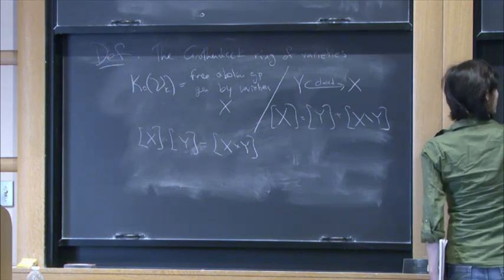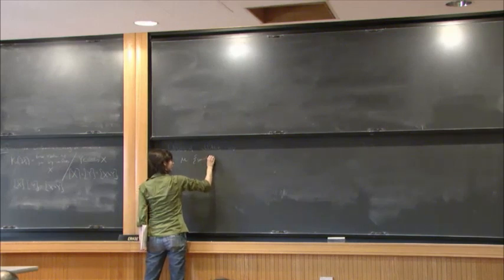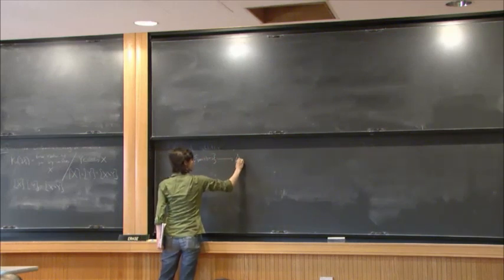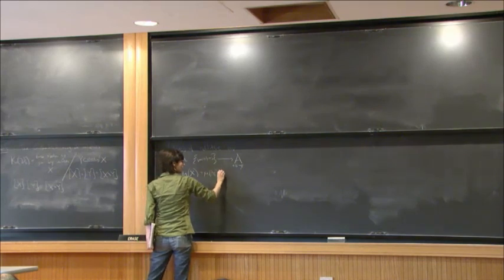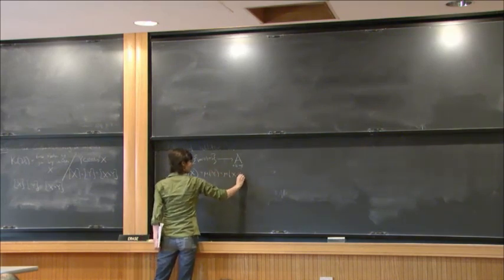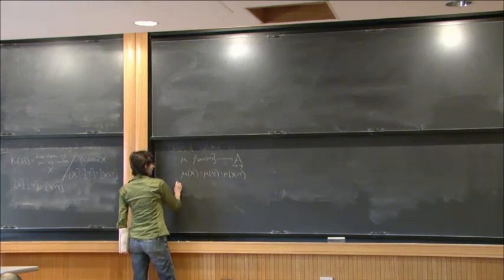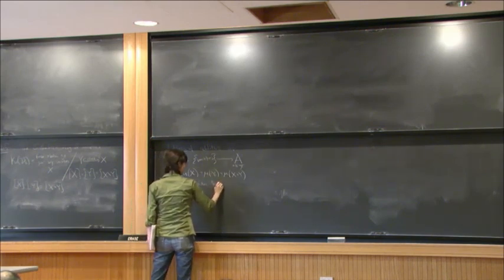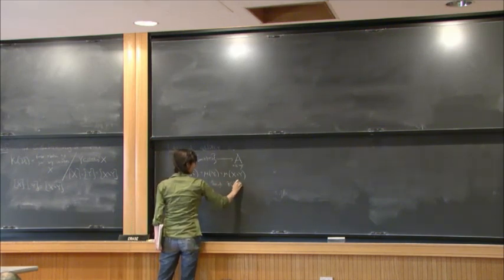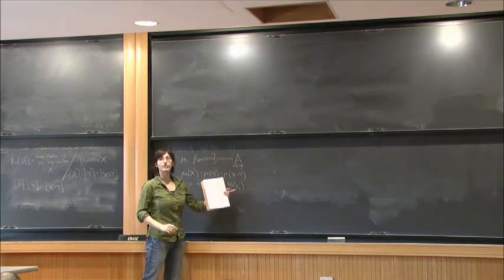By which I mean the following. Suppose you have a map of sets mu which goes from the set of varieties to an abelian group A, such that mu of X is equal to mu of Y plus mu of the complement of Y in X for a closed immersion. Then mu factors through K0, and you'll get a map of abelian groups here.